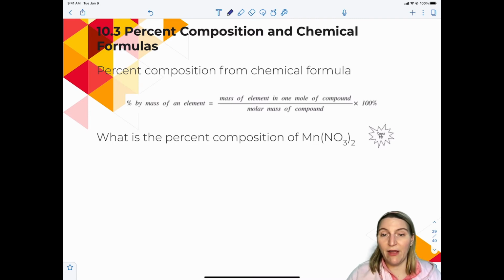Because on the periodic table, I can figure out what the mass of 1 mole of this compound is by adding up all the molar masses of the elements. And then I can find what the mass of 1 mole of manganese, 2 moles of nitrogen, and 6 moles of oxygen. So I'm going to be using those molar masses from the periodic table and basically the same formula.